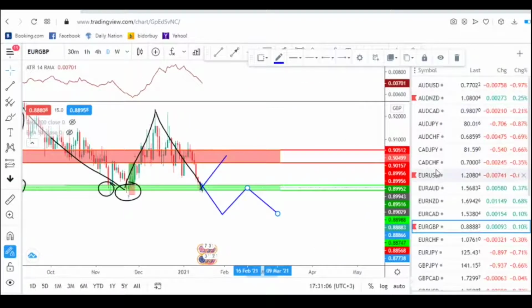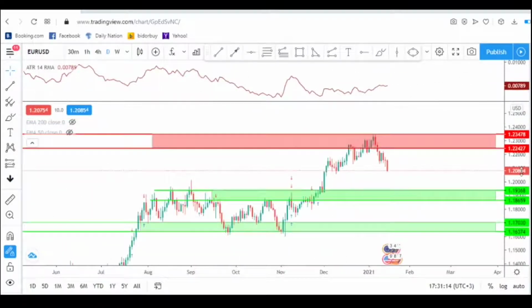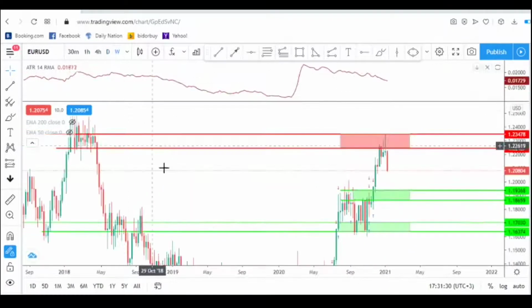Let's go to Euro Dollar. In Euro Dollar, the market has been in an uptrend for a very long period of time, for the past few months. Now it has come to a strong weekly level of resistance. Let me first show you this level of resistance.